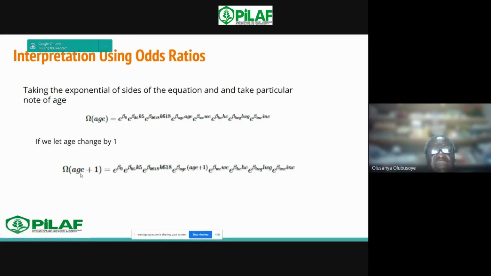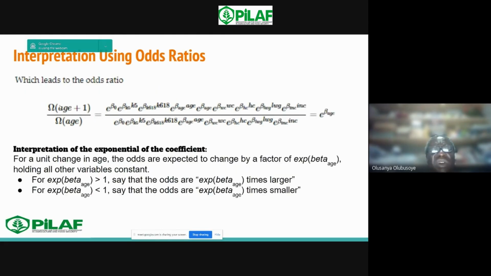So if I do the same thing by simply looking at what happens if age changes by 1, then I will have this. So age here will also increase by 1. And then the ratio of the two, which is the odds ratio, the one that is of interest to us, will give us this. So everything will cancel out, and then you will see that what we actually call the odds ratio is the exponent of the coefficient. So the interpretation here is what happens when age changes by 1 unit. It is the exponent of the coefficient.